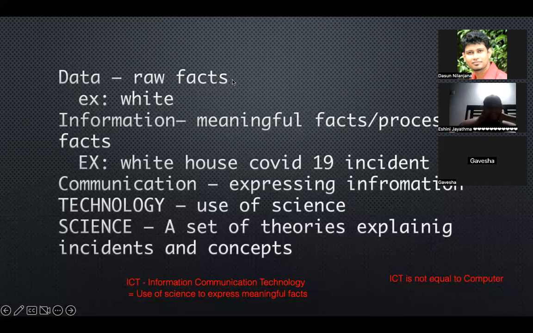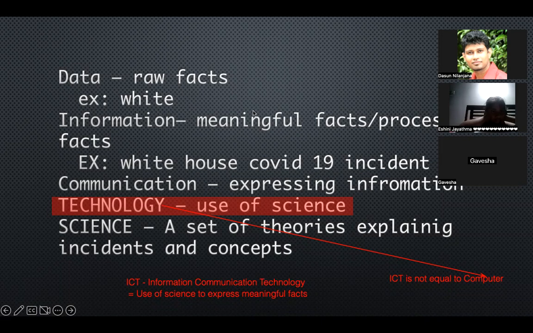Actually, the computer comes in this part: technology, the use of science. It is a device used in all three. Information generation, information communication, everything can be done using this device. It is a device under technology which facilitates data being converted to information and communicated with others. First day we learned computer as a machine, an electronic device. Now we know the computer very well. The computer is a special machine which facilitates information communication.